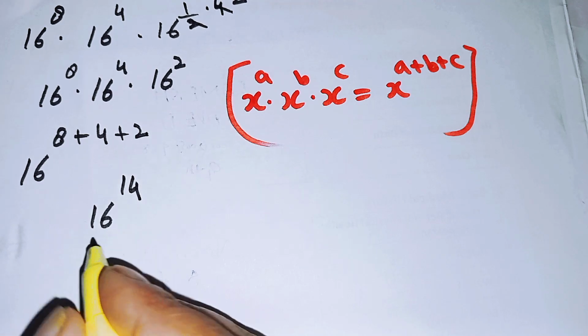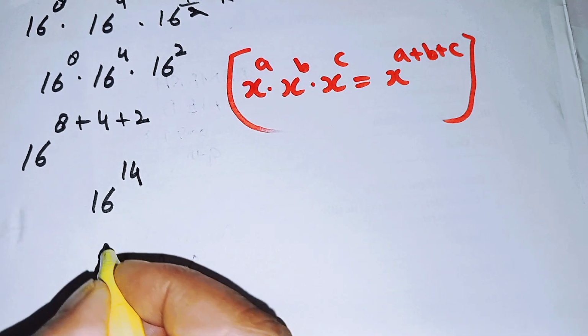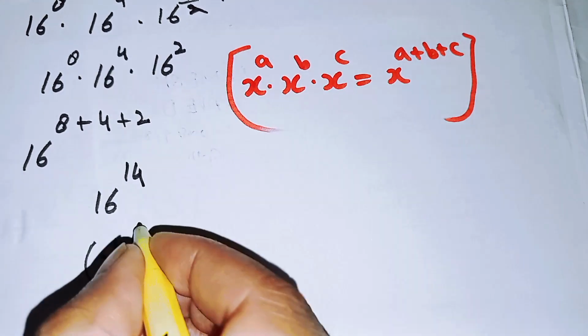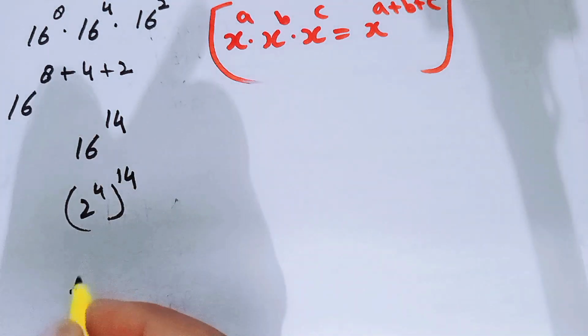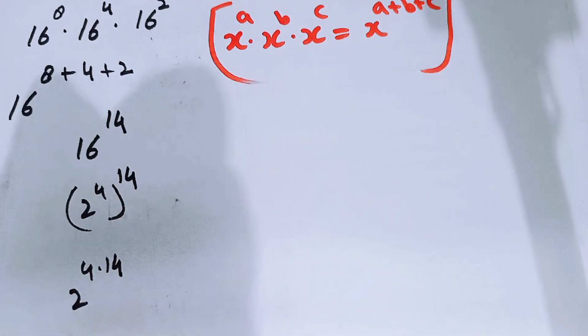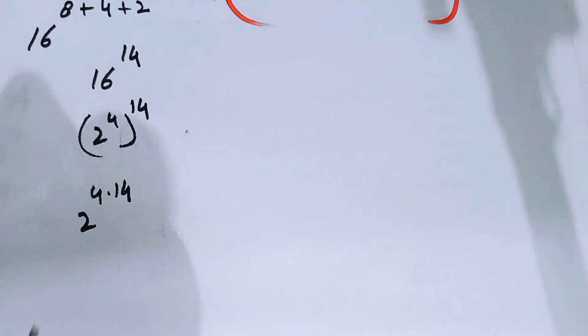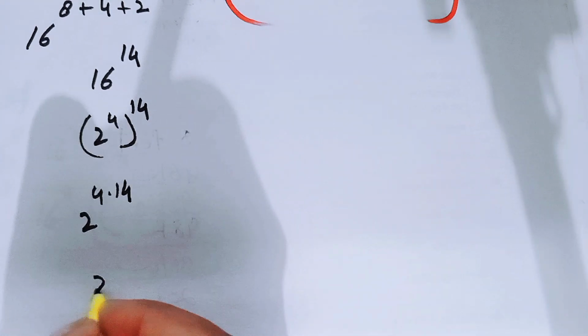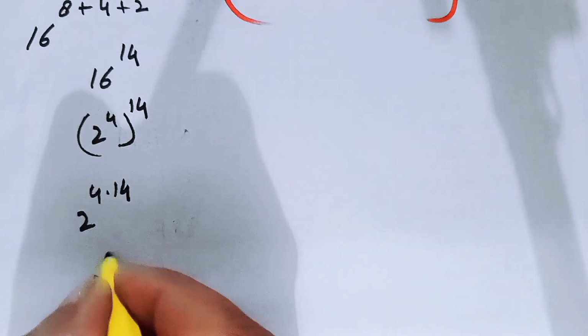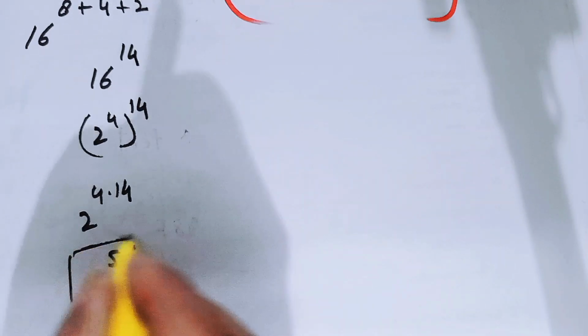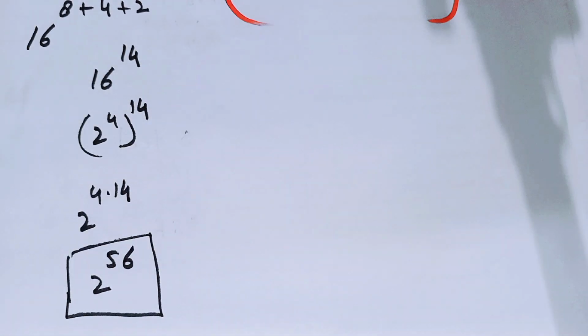And now this 16 can be written as 2 to the power of 4, and the whole thing to the power of this 14. So this is 2 to the power of 4 times 14. And now this 2 to the power of 14 times 4 is equal to 56. So here it is our final answer.